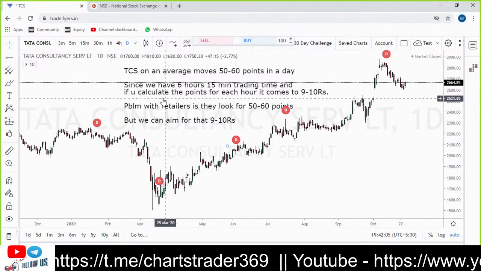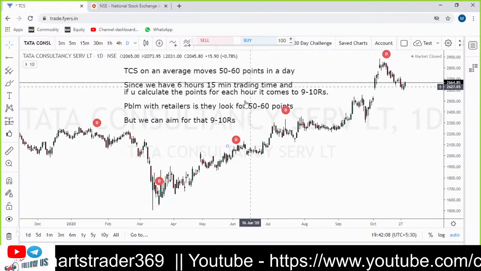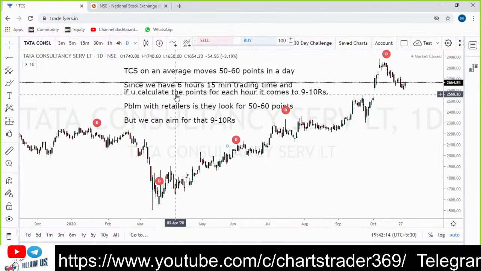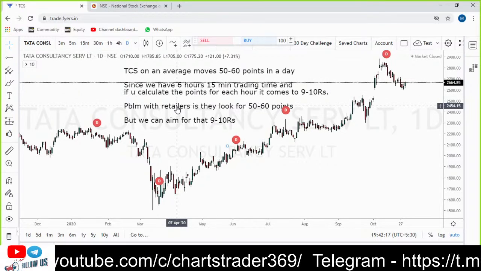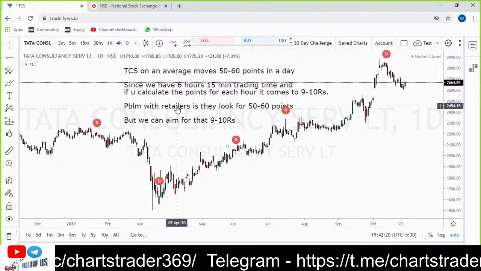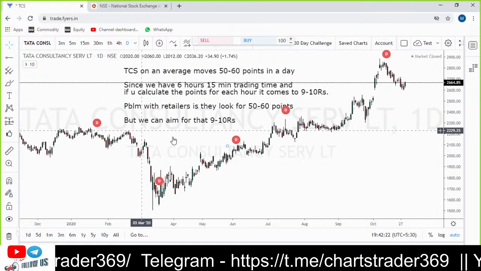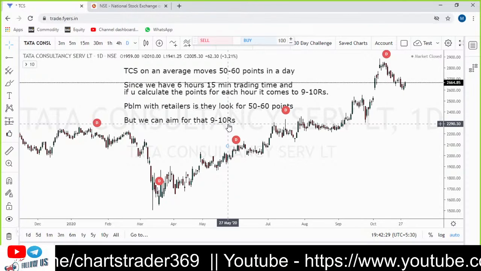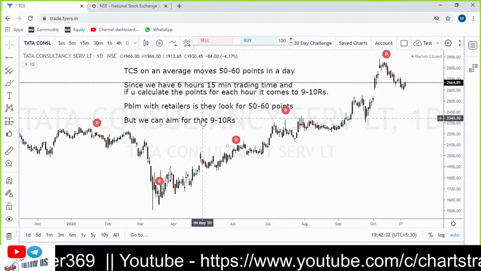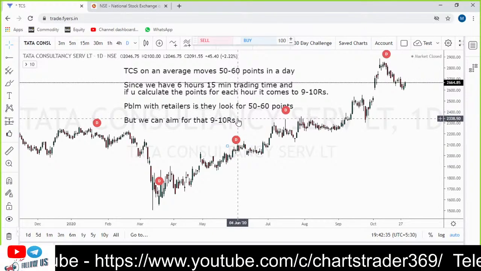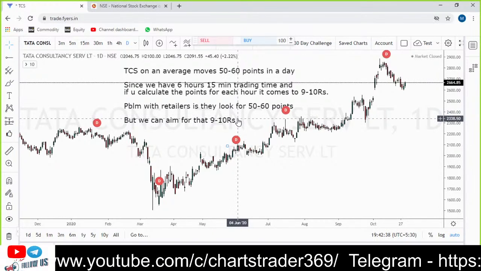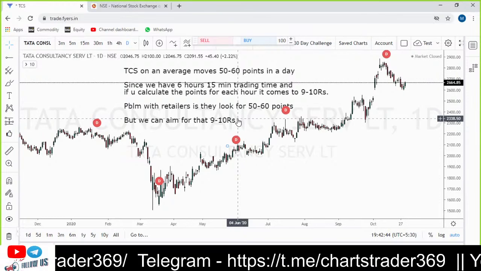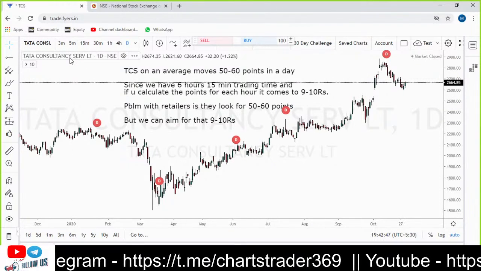This is where the problem will come for the retailers. They look for this 50 to 60 points. You should understand this 50 to 60 points is for the full day, and since we are using lower time frames, maybe 1 hour, 15 minutes, whatever it is, if you divide that, you will be getting this 9 to 10 rupees. And if you are entering by looking at a 5 minute chart or 10 minute chart, you have to look for a 9 to 10 rupees target, not 50 60. This is where most retail traders make the mistake. As you reduce the time frame, you have to compulsorily reduce the target.